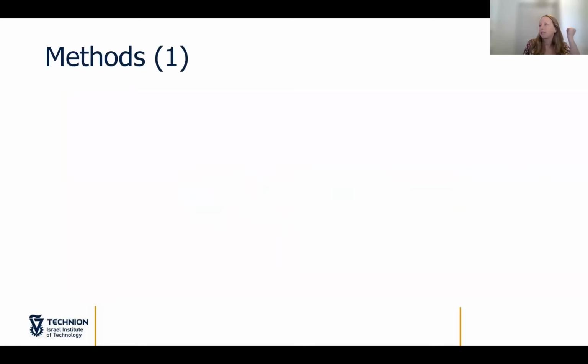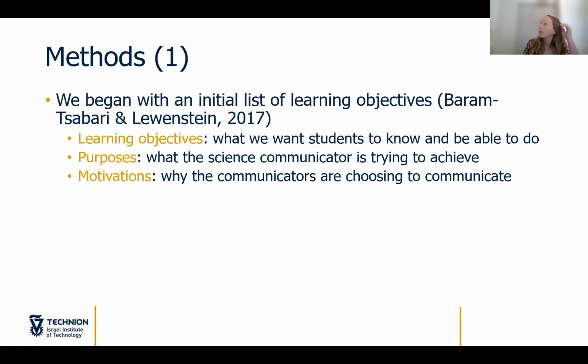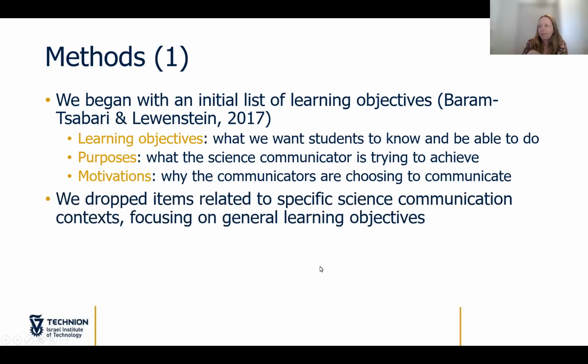a learning progression. So what did we do? We began with the initial list of learning objectives, the big tables I showed you in the beginning. And we differentiated between learning objectives, which is what we want students to know in the end, purposes, which is what science communicators are trying to achieve, for example, persuasion, and motivation, so why communicators are choosing to communicate.